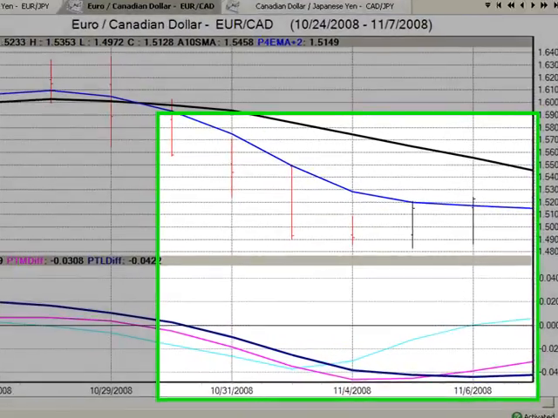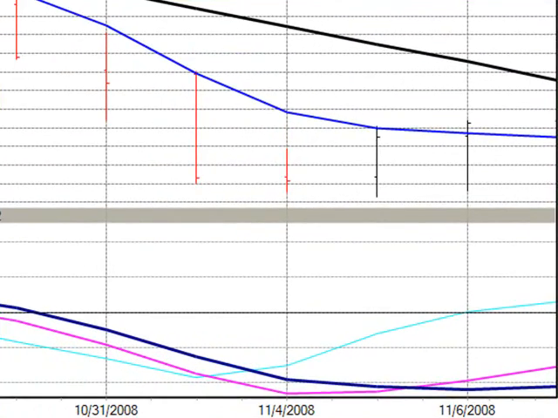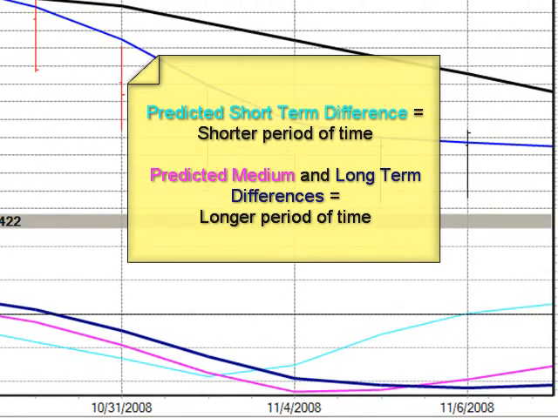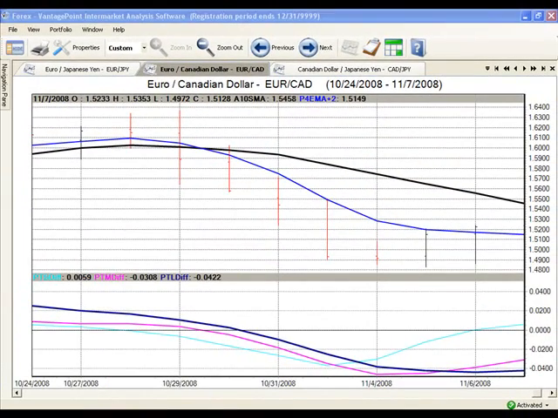The predicted medium and long-term differences may be much smoother when it comes to overall trend direction. This is because the trend line of the short-term difference is calculating an average over a shorter period of time, and the medium and long-term differences are calculating an average over a longer period of time. It's up to you to decide which combination of the predicted differences works best for you.